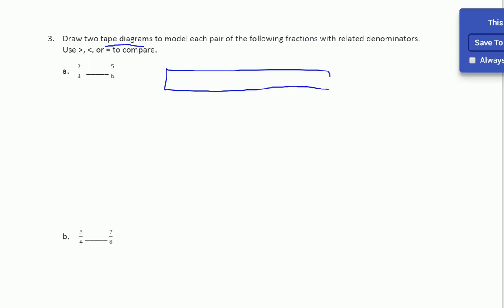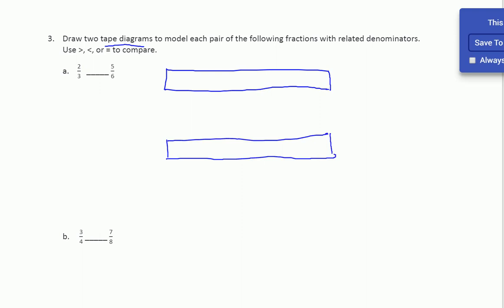These fractions are not greater than 1. And make sure that they're both the same length. So whatever length you make them, don't make one bigger than the other, because then it's going to be hard to tell which one is greater than or less than the other one. So make sure they're approximately the same length.